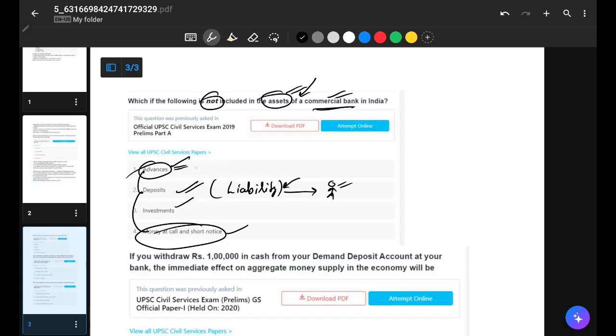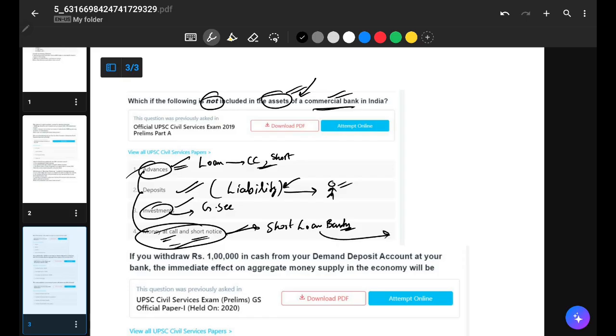Okay, what are advances? Advances are the loans given by banks, let's say for credit card or for short term, any advances given, any loans given by banks. Investment is whatever investments they make in government securities and all that. Then money at call and short notice, these are the short term loans which are given by banks, and they have to be repaid immediately to the banks with interest. So these are all assets of the bank.